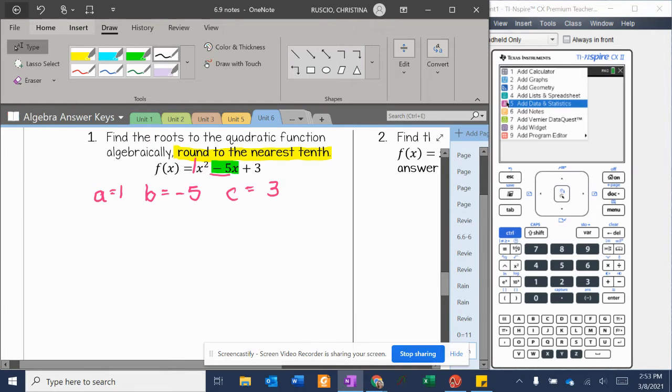Now we are going to use a quadratic formula, which you're given on a reference sheet, but some of you might remember it with this song that I'm about to sing for you. Are you ready?